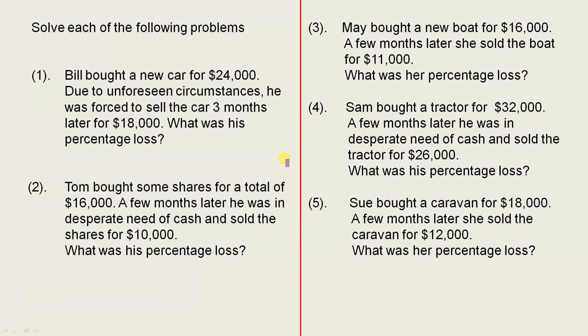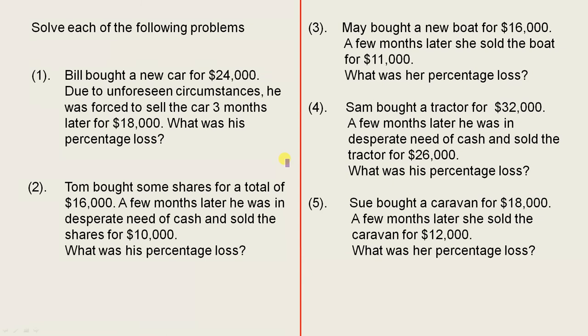Number 4. Sam bought a tractor for $32,000. A few months later, he was in desperate need of cash and sold the tractor for $26,000. What was his percentage loss?